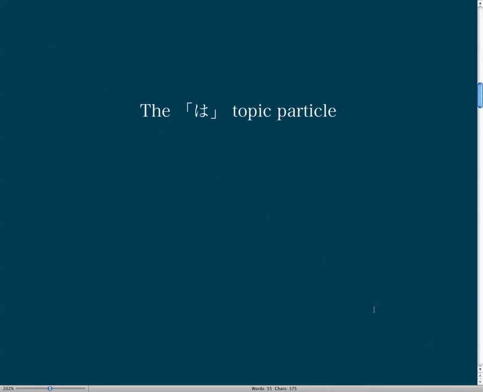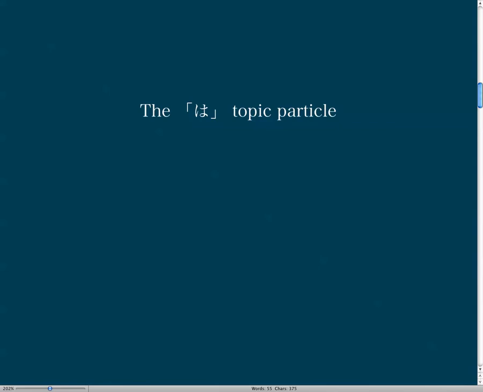The first particle we will learn is the topic particle. The topic particle identifies what it is you're talking about, essentially the topic of your sentence. Let's say a person says, "not student." This is a perfectly valid sentence in Japanese, but it doesn't tell us much without knowing what the person is talking about. The topic particle will allow us to express what our sentence is about.